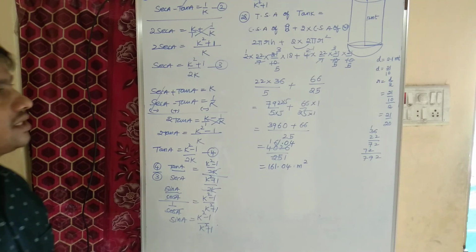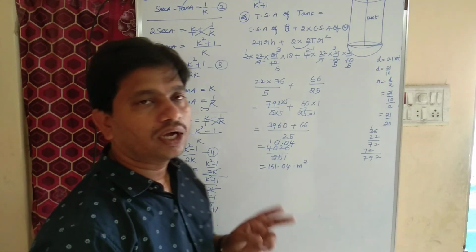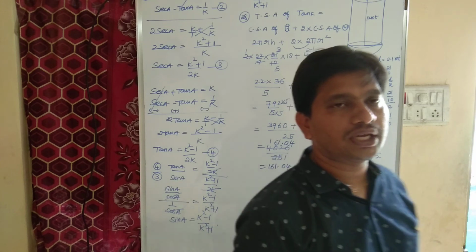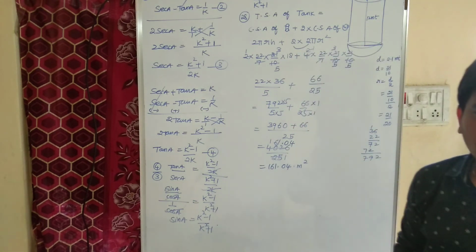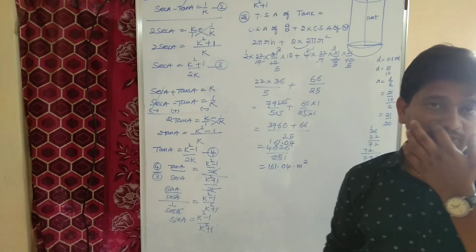Okay children, as the solid is a combination of a cylinder and two hemispheres, the total surface area of the storage tank equals CSA of cylinder plus 2 into CSA of hemisphere.